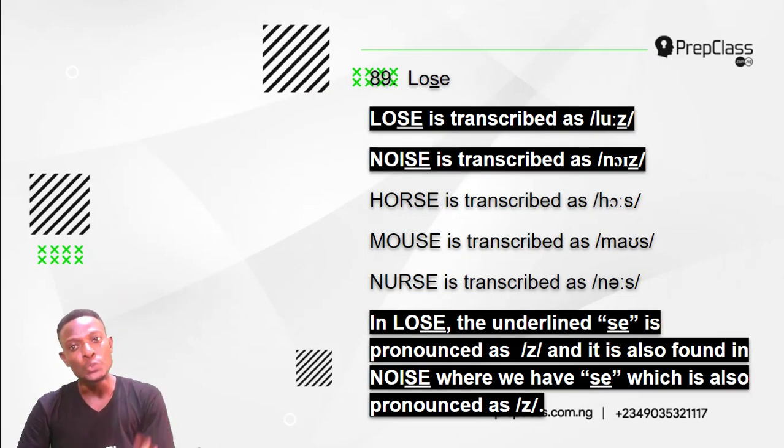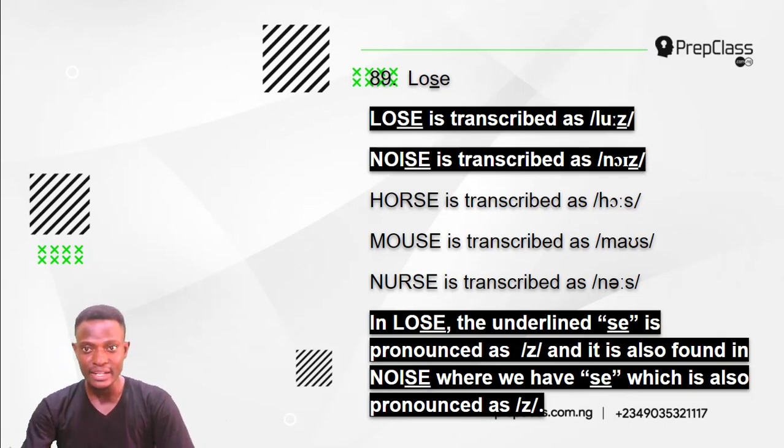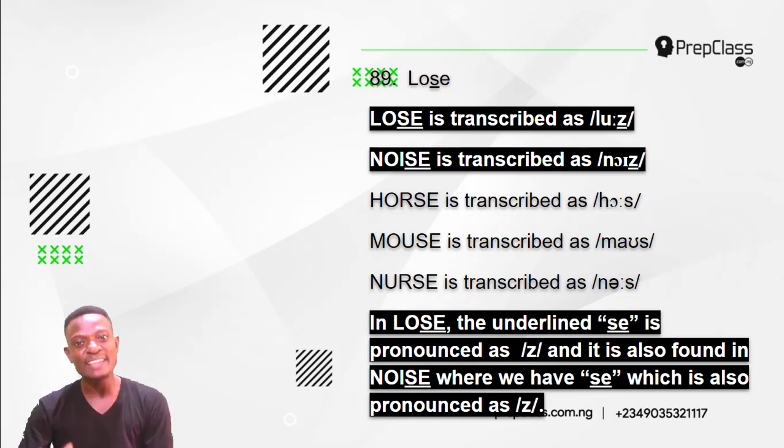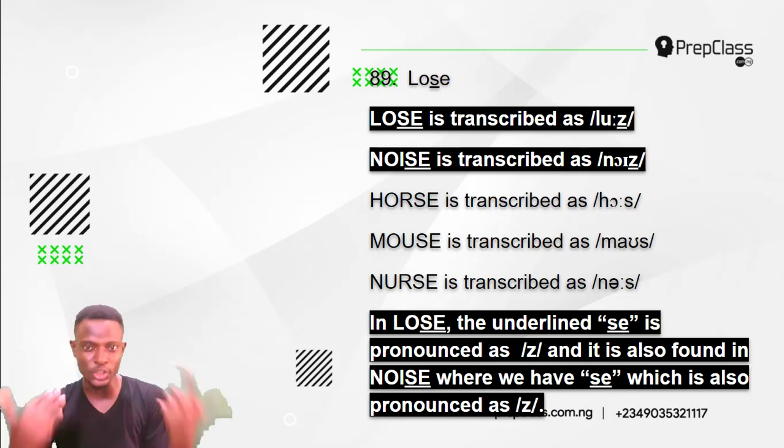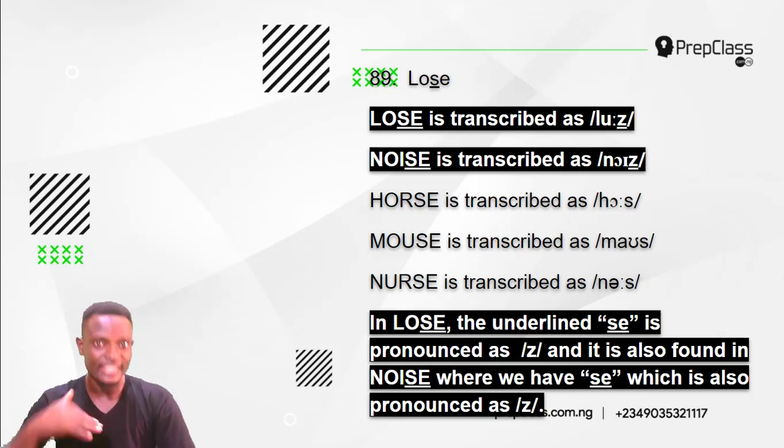Now, the word lose is transcribed as shown on the screen. Where we have SE in lose, the sound we have here is Z, pronounced lose. The sound here is Z, not loose. So the answer is option A, noise. When you transcribe noise, you have the sound Z. Where you have SE in the spelling of noise, the pronunciation of that SE is Z, which is also found in lose.